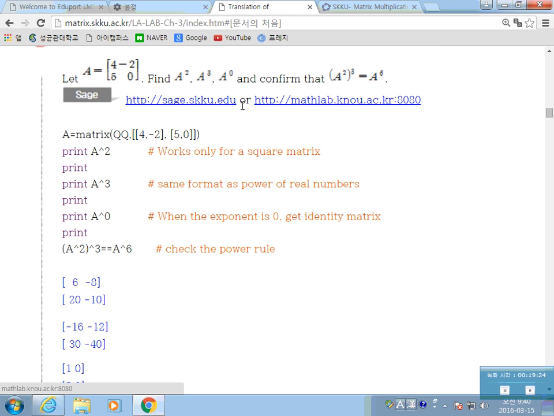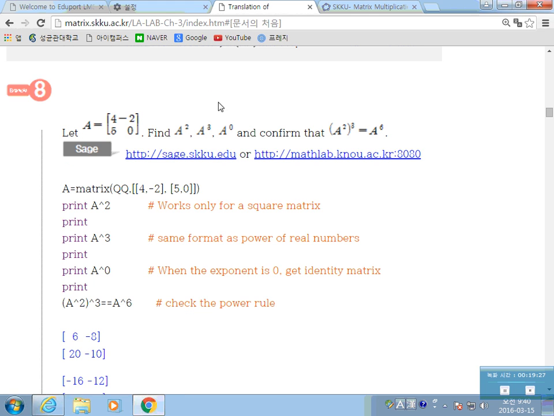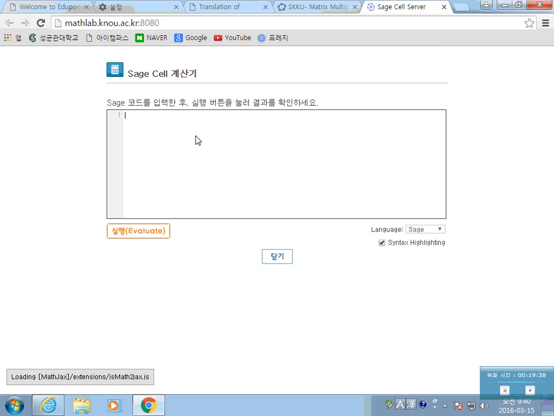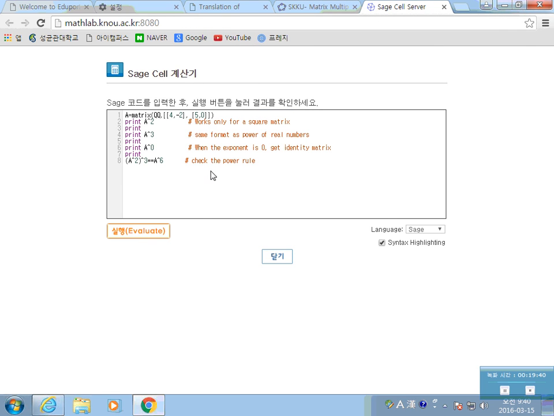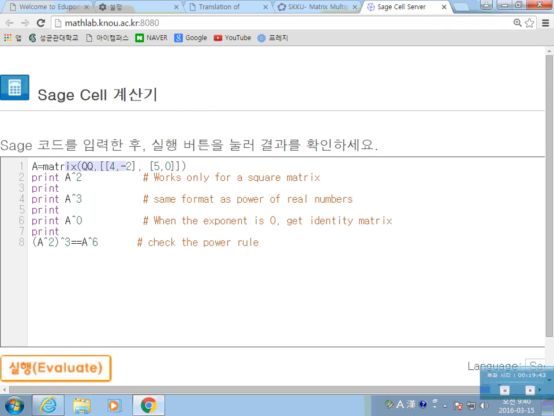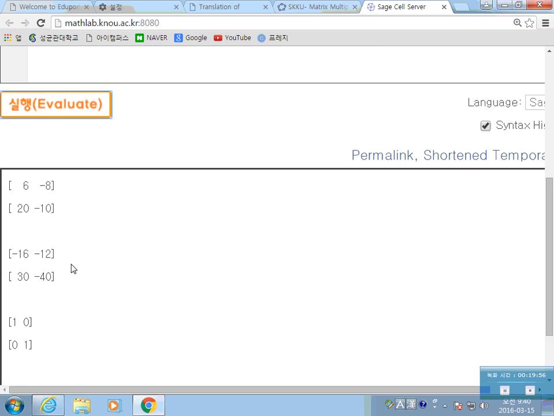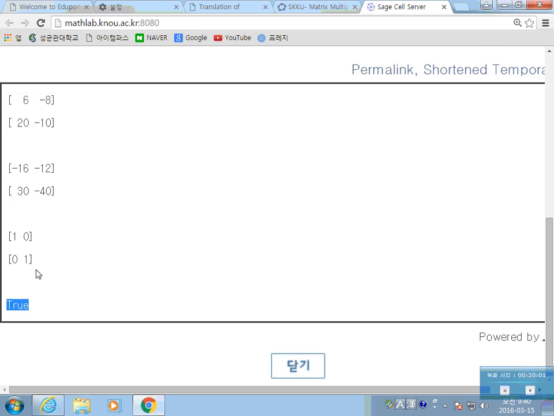Okay, and you can check here. You can check this product. Like when you have a 2 by 2 matrix, then A squared and A cubed and A to the zero power, and A to the 6th power can be computed in this way, like you see. A squared, A cubed, A to the 0 power, and A to the 6th power, like this.